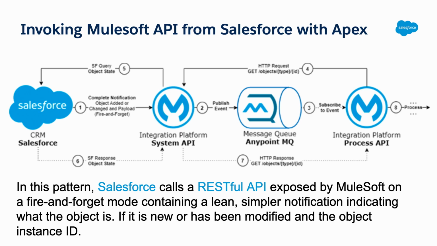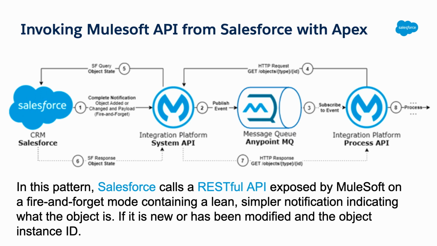What the MuleSoft system API does is it publishes an event to an Anypoint messaging queue. The messaging queue then subscribes the event to a process API. As an Apex developer, all of this functionality is actually abstracted from you.